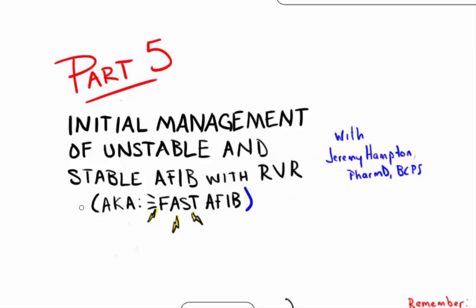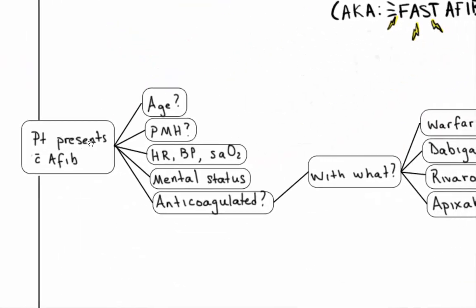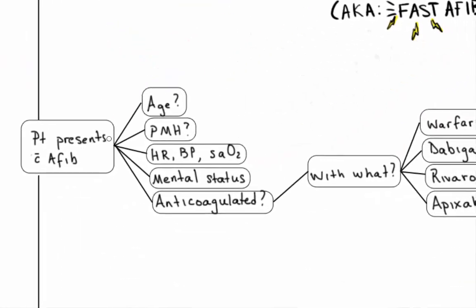Hi, and welcome to Part 5, Initial Management of Unstable and Stable Afib with RVR, also known as Fast Afib. Alright, so let's go ahead and start digging into the management strategies of Afib. Let's say you're working in the ED and a patient presents with a complaint of Afib.